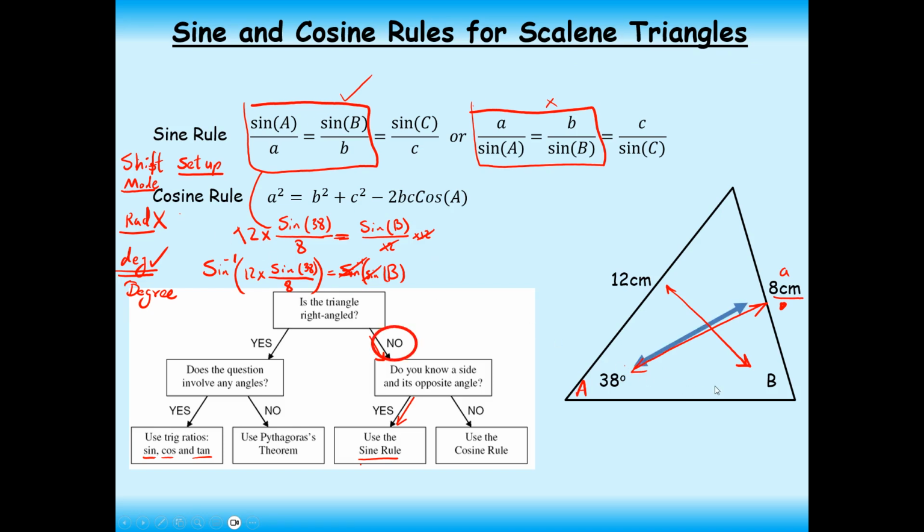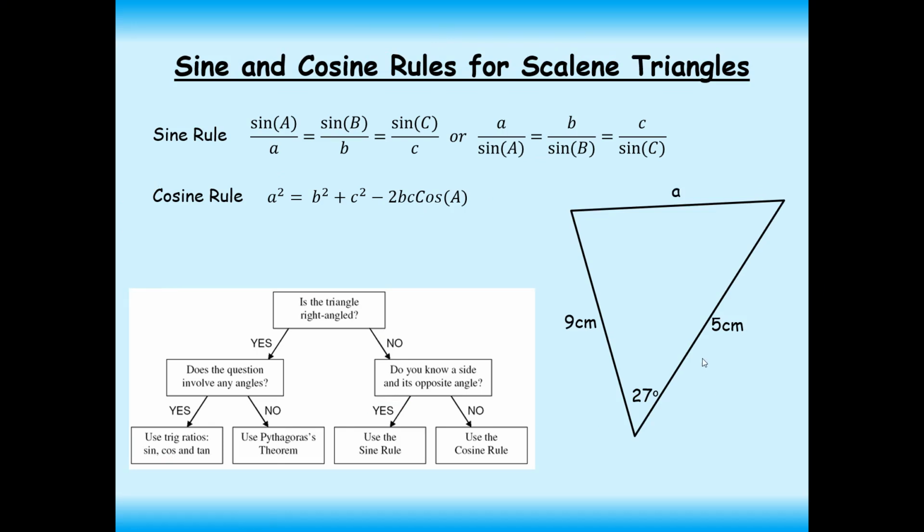We're just learning which rule to apply and how to use it. In this question we are looking for this little a there, and we've got these two sides embracing this angle here. It's obviously a scalene triangle, and we don't have one side and its opposite angle.